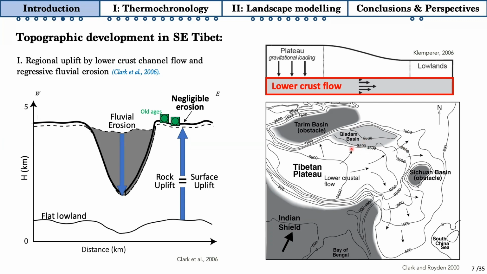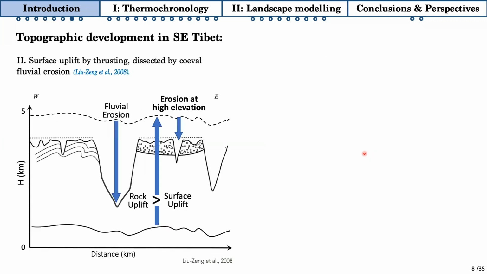And this crust flow uplifts the lowland or the foreland without major upper crust deformation. So the second model comes from Lucien et al. 2008, which proposed that the surface of Southeast Tibet was majorly uplifted by large-scale folding and thrusting, and then dissected by coeval fluvial erosion.